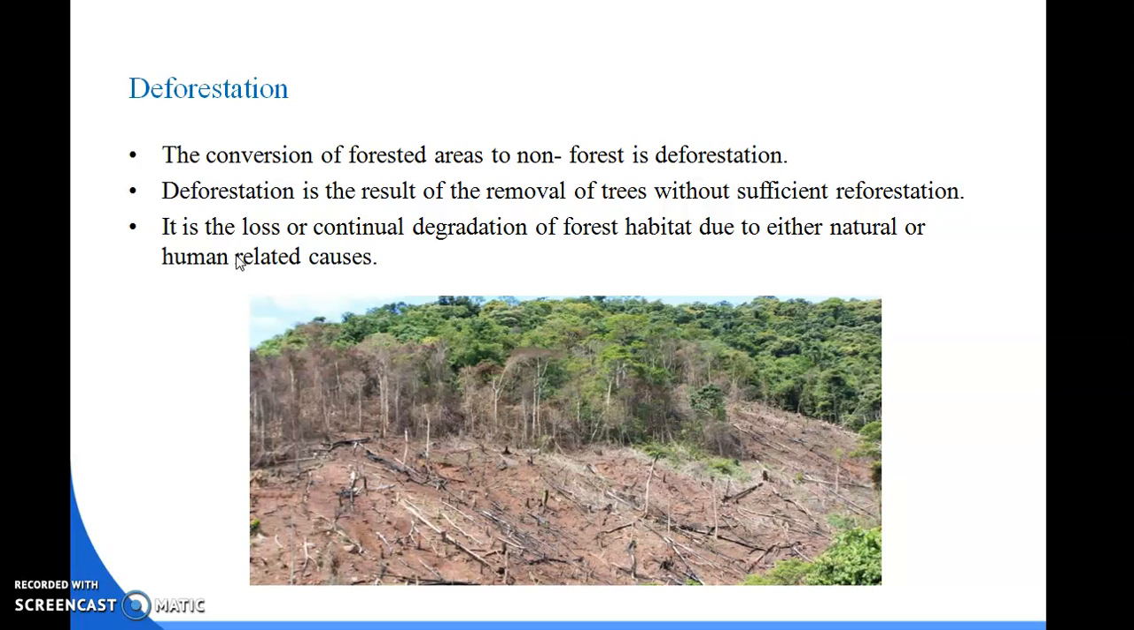Next is deforestation. What is deforestation? The conversion of forest areas to non-forest areas is called deforestation. Or, deforestation is the permanent destruction of forest in order to make the land available for any other use. Deforestation is the result of the removal of trees without sufficient reforestation.